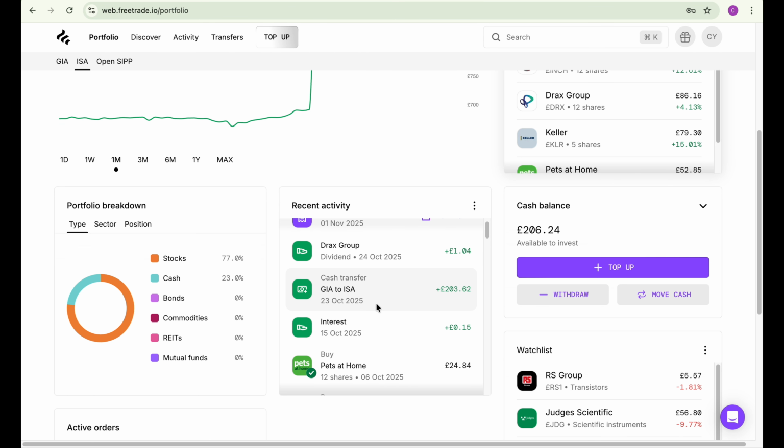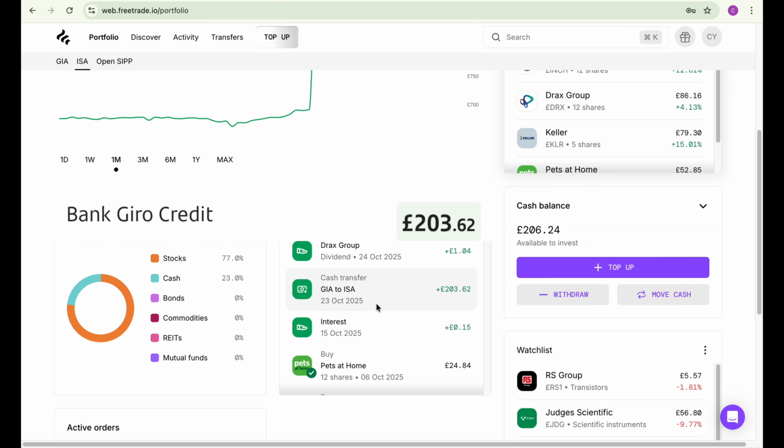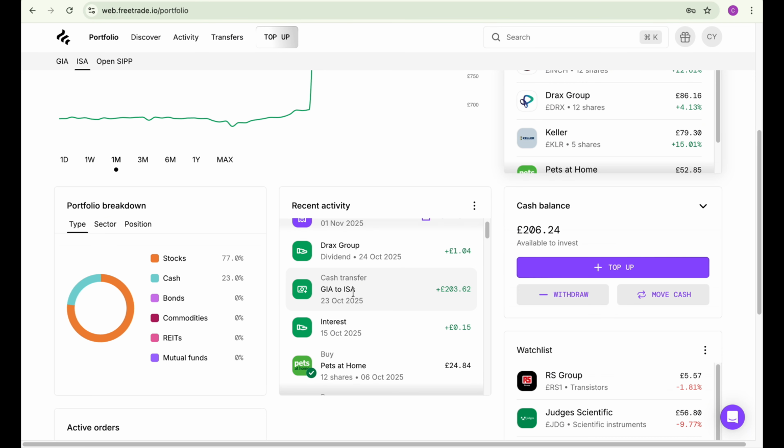Like I mentioned earlier, I'll be using my YouTube earnings each month to fund the series, and as you can see on screen, last month the channel brought in £203.62, and that's exactly what I've added straight into the portfolio. That now leaves me with just over £206 sitting in the account, ready to be invested.